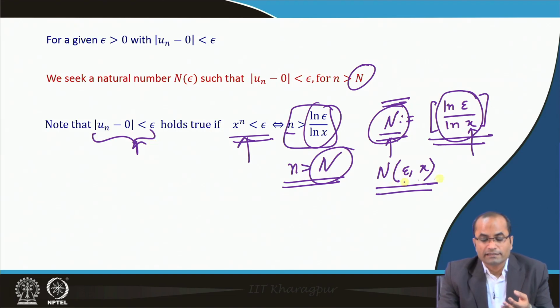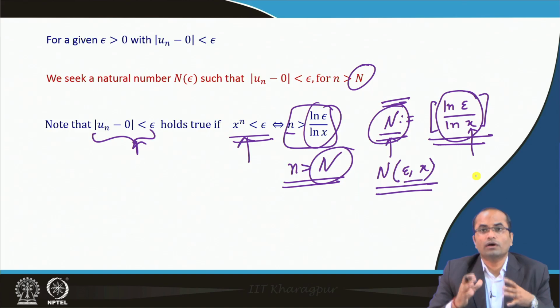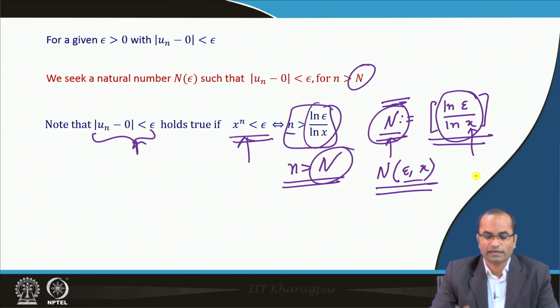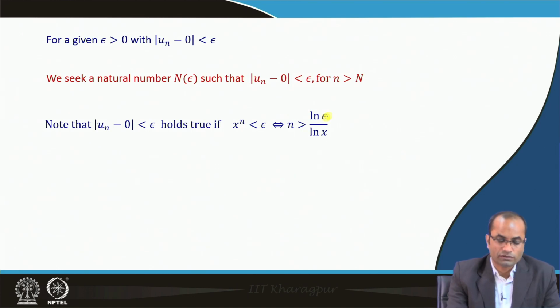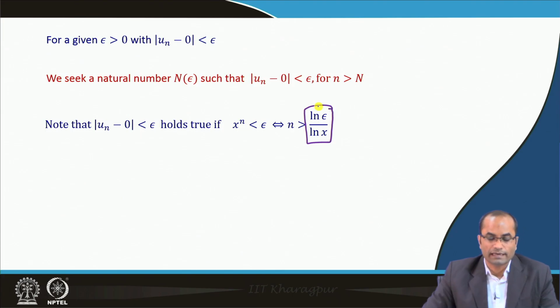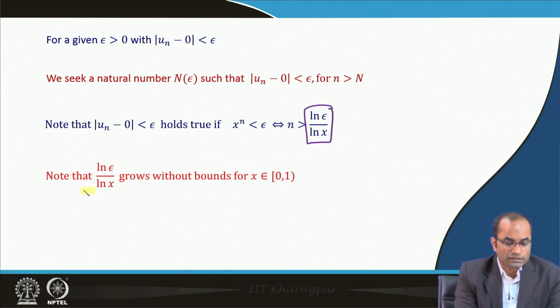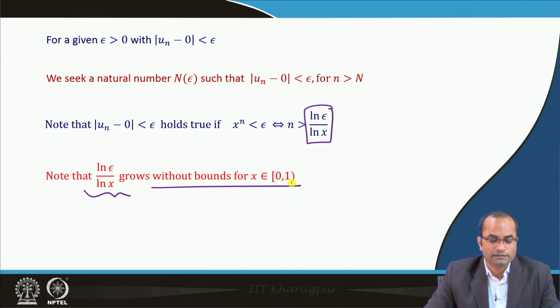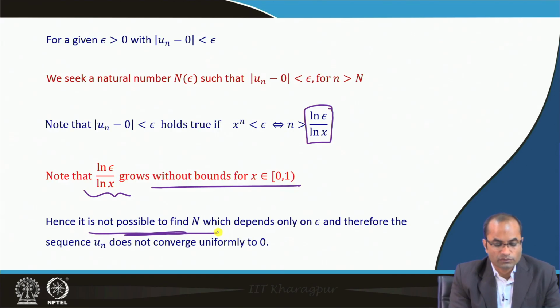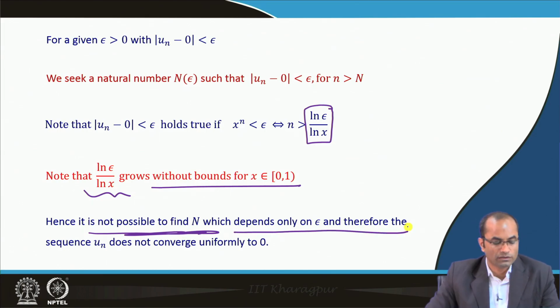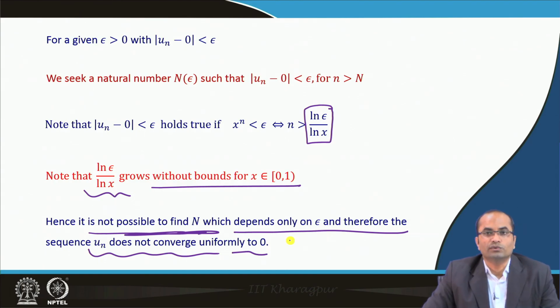But in that case, this N depends on epsilon and x both, and that again confirms from the mathematical definition that it is a pointwise convergence, because we cannot set this N free from x. It will always depend on x because of the quantity ln epsilon over ln x. This quantity grows unbounded for x in (0, 1). Hence it is not possible to find an N which depends only on epsilon, and therefore the sequence does not converge uniformly to 0.